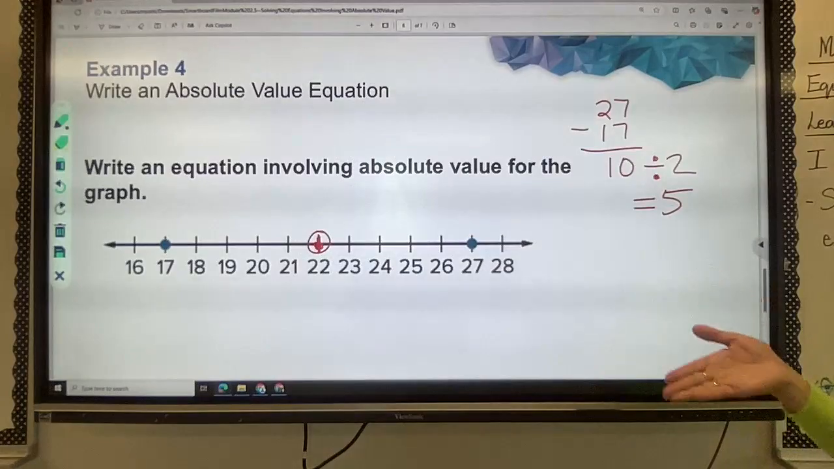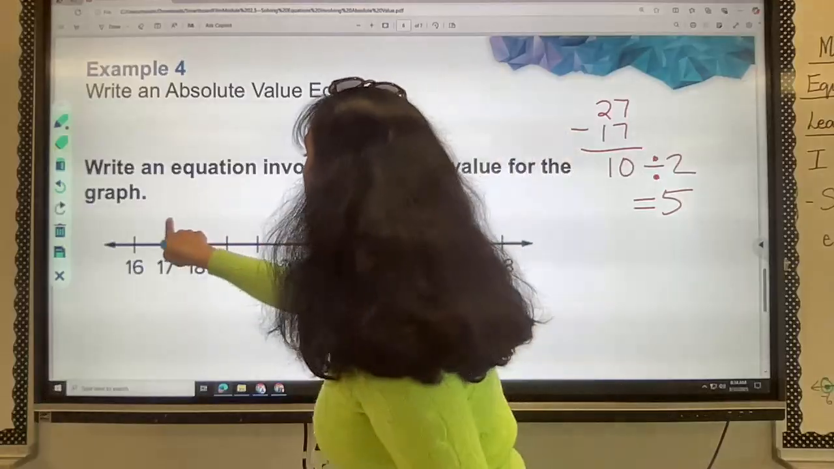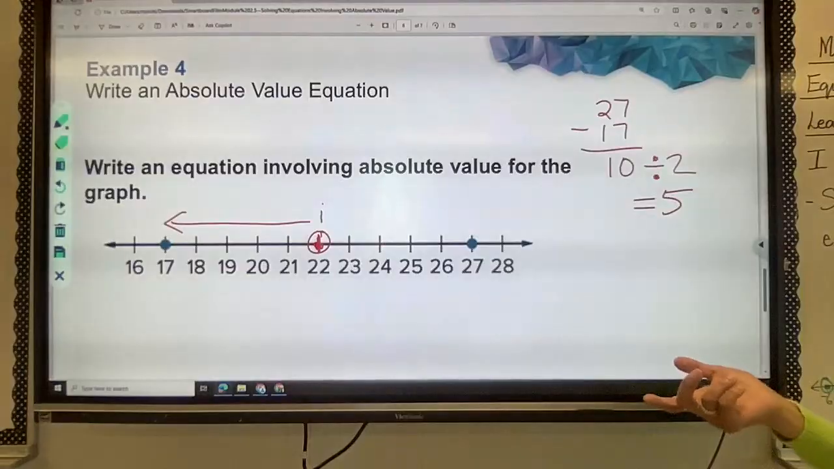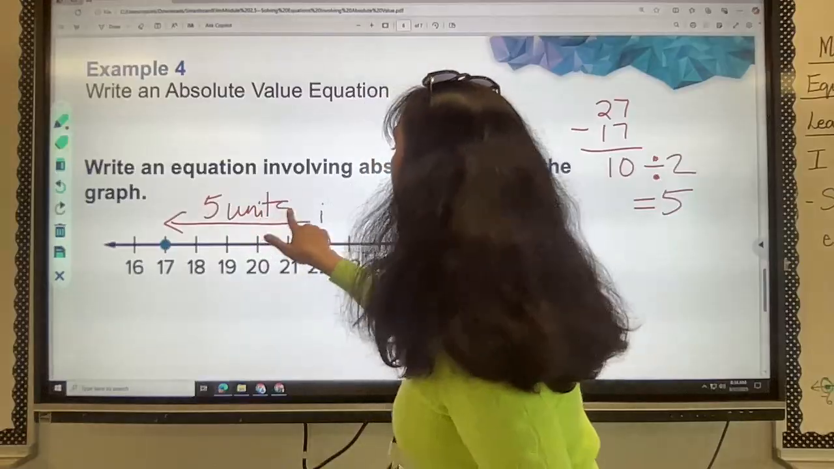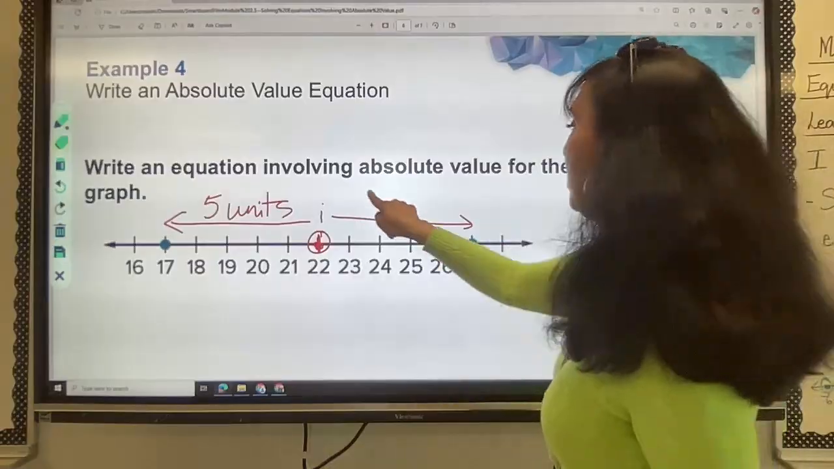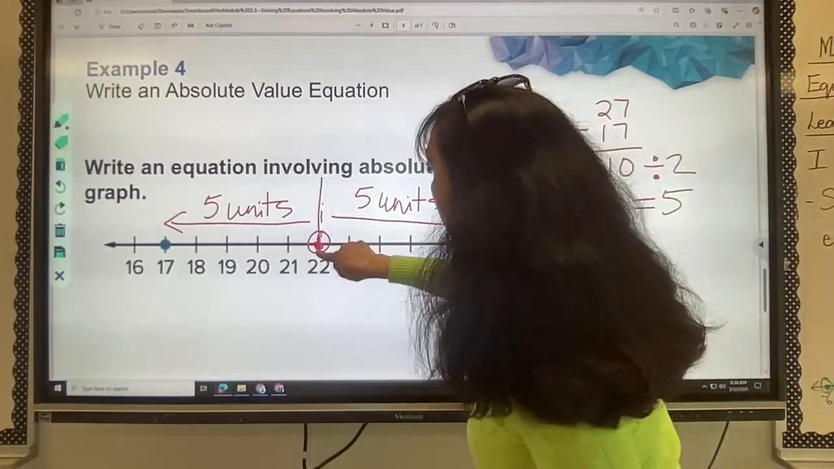So that is 5 units. So guess what? From this point, 17 is how much? It's 5 units, right? And then also, if I look on this side, from 22 to 27, I also have 5 units. So this is the thing that I need to look at.